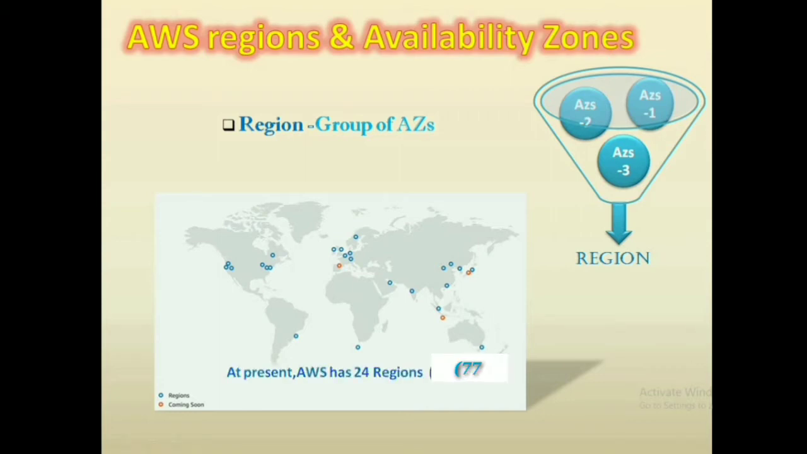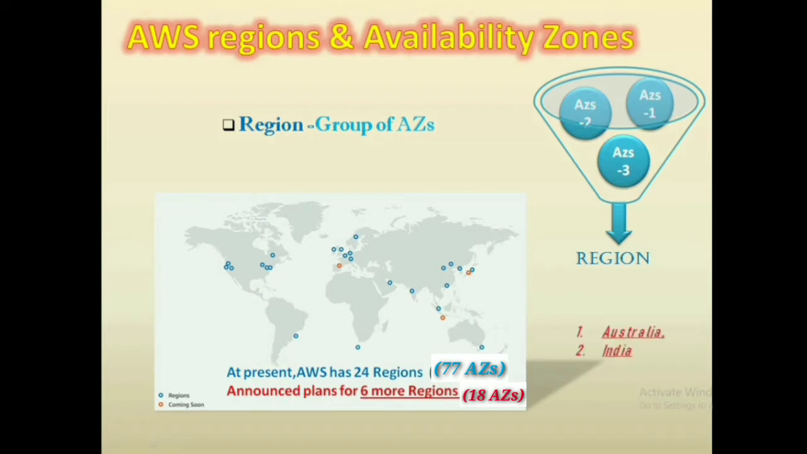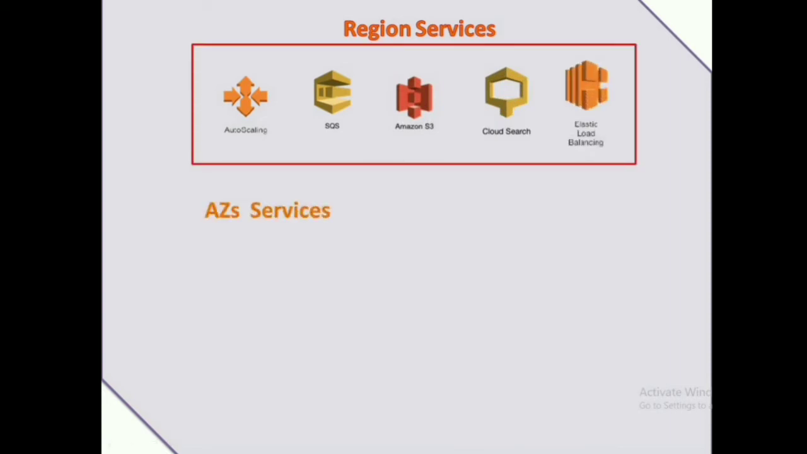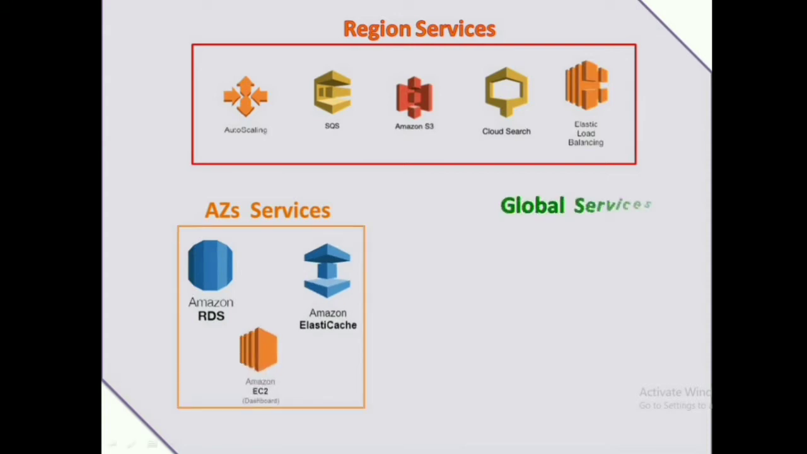At present, there are 24 regions consisting of 77 availability zones, and they have announced plans for 18 more availability zones in 6 regions in Australia, India, Indonesia, Japan, Spain and Switzerland. In AWS, most of the services are region-scoped services. Some of them are Auto Scaling, SQS, S3, CloudWatch and Elastic Load Balancing. Some services like RDS, ElastiCache and EC2 are availability zone based. The rest of the services like IAM, Route 53 and CloudFront are globally scoped services.